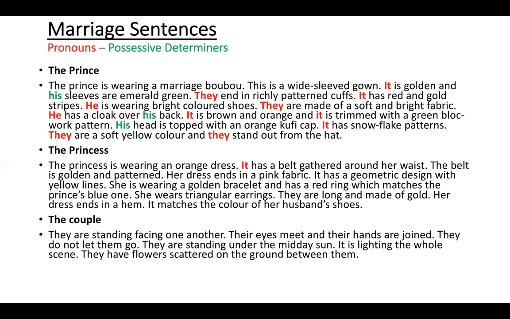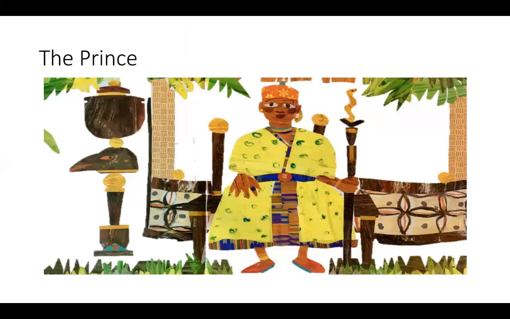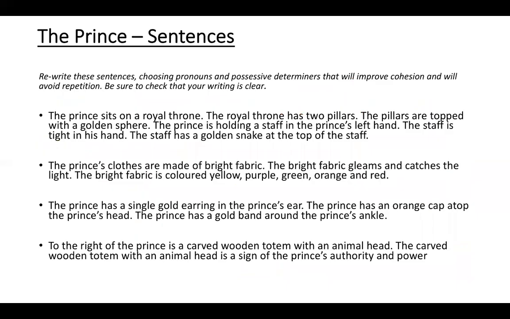So I would like you to look at the princess and the couple. So there's a picture of the prince. Okay, he's on his throne. It's a lovely picture, isn't it? She's very talented. So the prince sentences, I want you to rewrite these sentences choosing pronouns and possessive determiners that will improve your cohesion and will avoid repeating yourself.